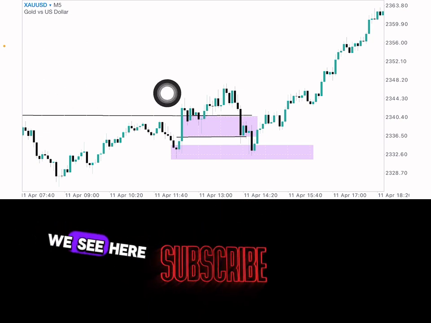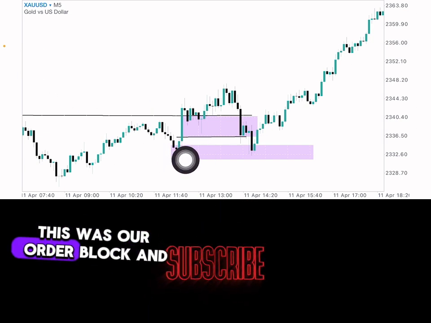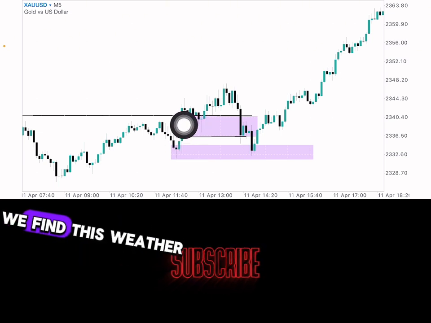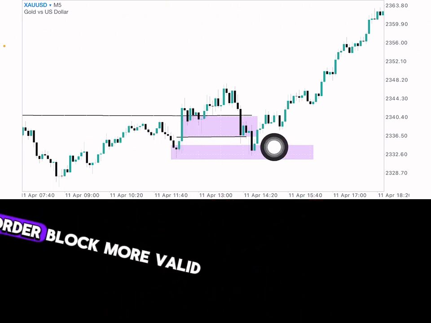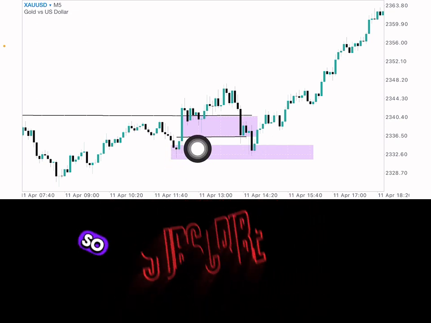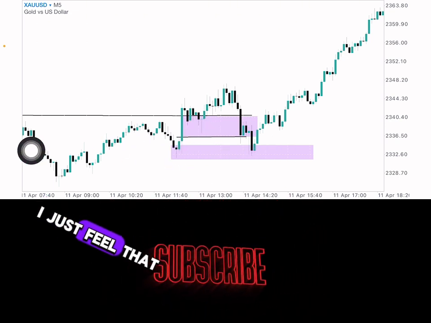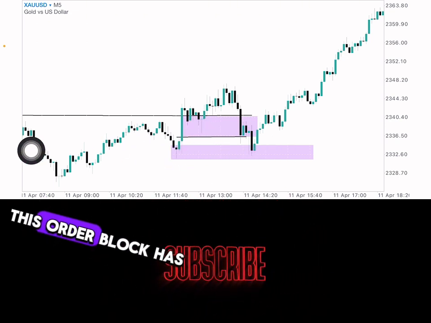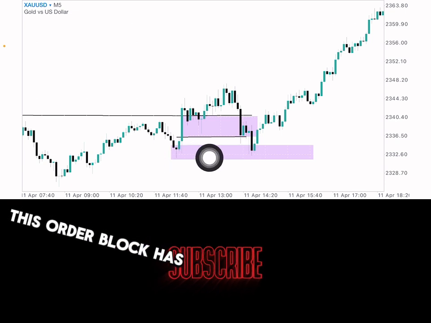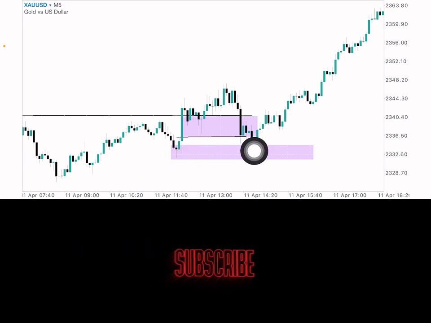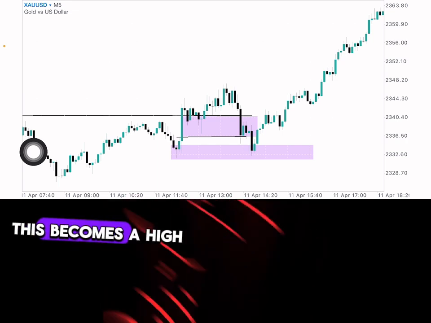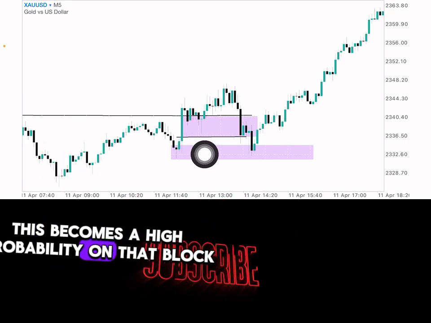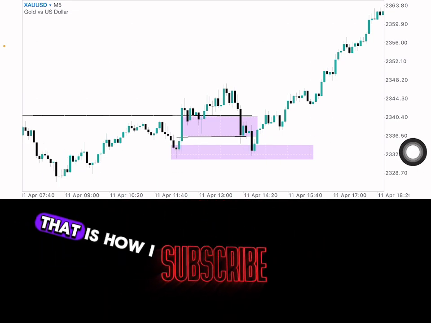Just as we see here, this was our order block, and in front of it we find this fair value gap. It helps to make this order block more valid. So when I see this, I just know that this order block has a 70 to 90% chance of working out. So this becomes a high probability order block for me. That is how I do it.